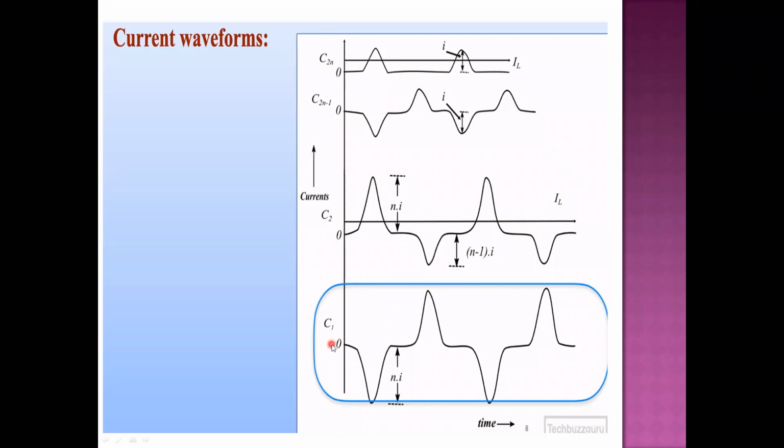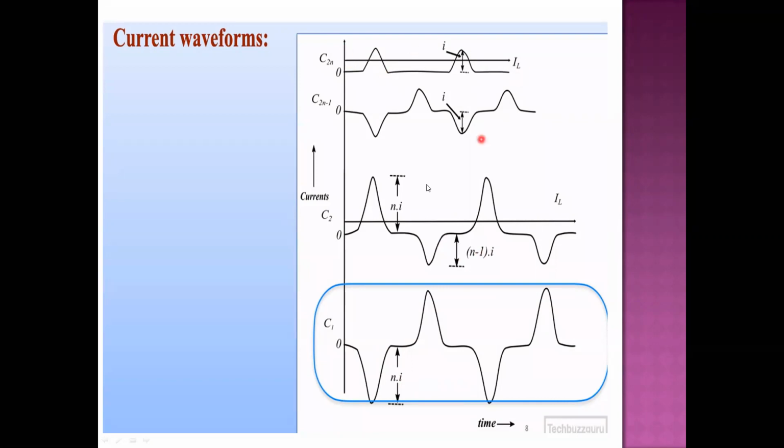Current waveforms across the capacitor C1. So you are getting N into I times the current. So this much current appears across it. This is the magnitude of current, here N minus 1 into I. This is the magnitude. Finally, it comes to complete DC.